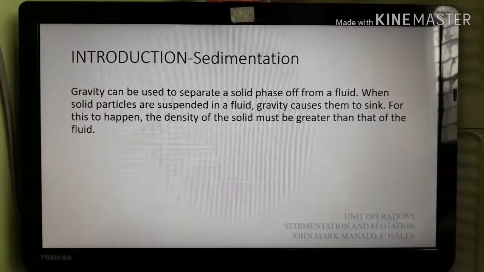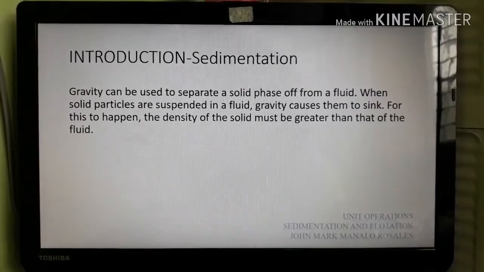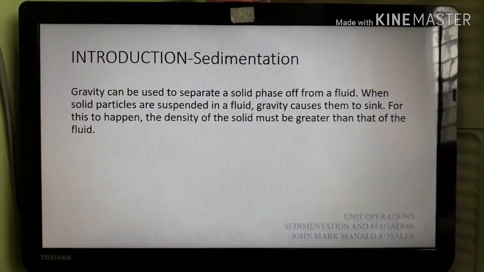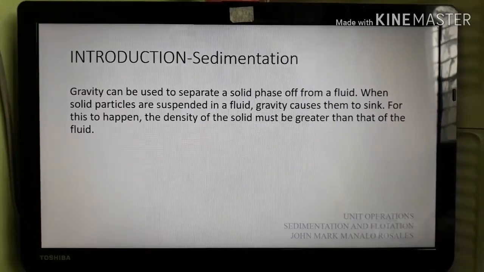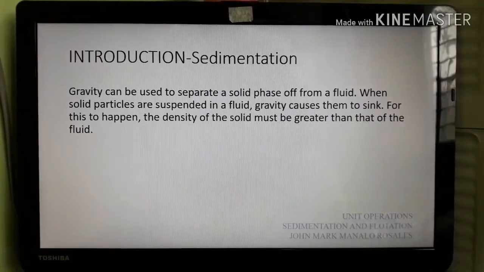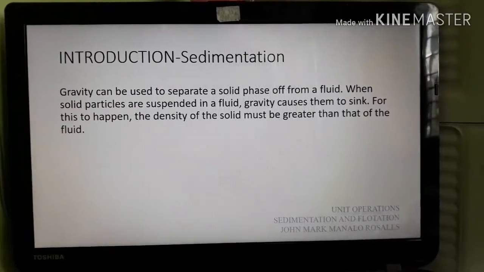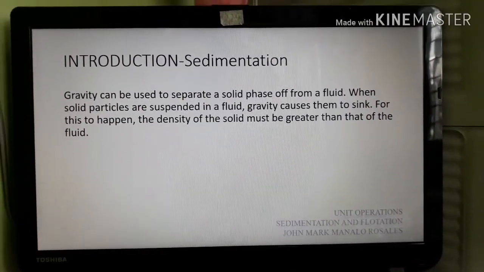Let's start with sedimentation. In sedimentation, gravity can be used to separate a solid phase from a fluid. When solid particles are suspended in a fluid, gravity causes them to sink. For this to happen, the density of the solid must be greater than that of the fluid. I will be showing you a video of how sedimentation really works.